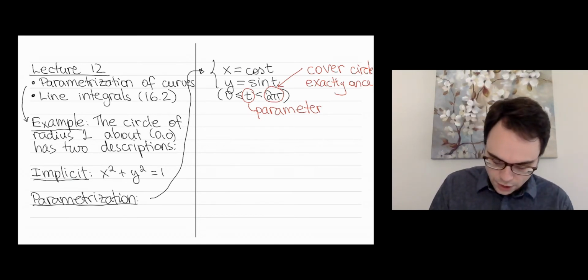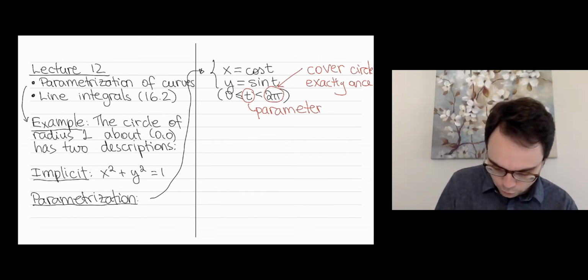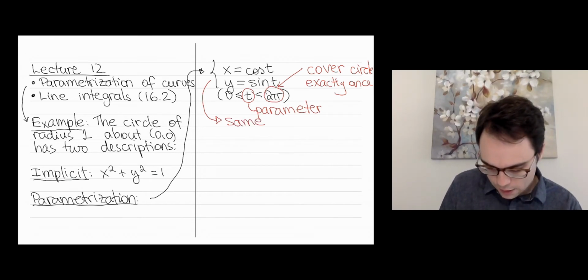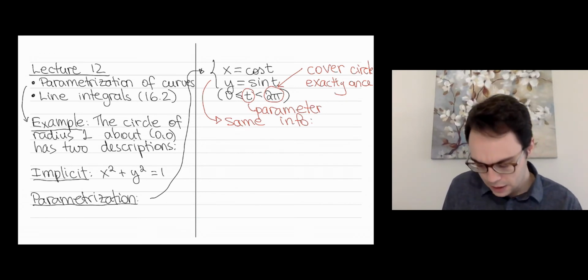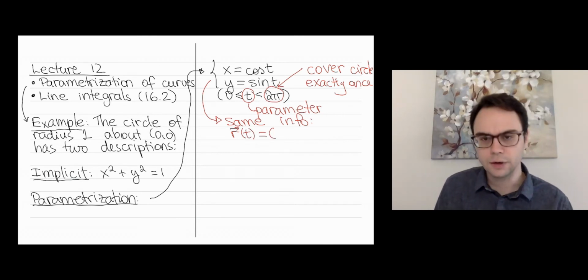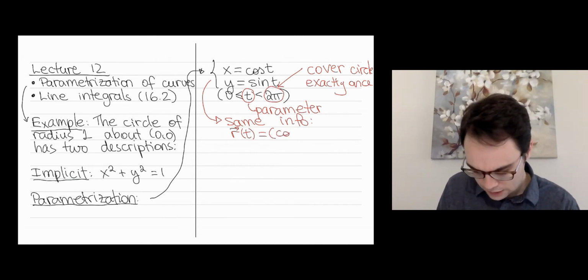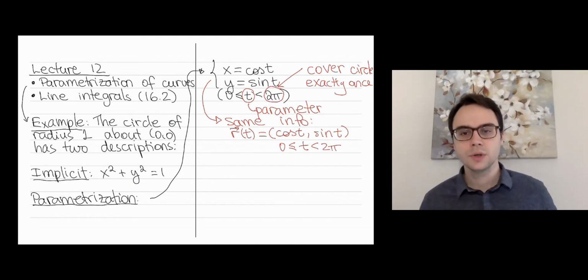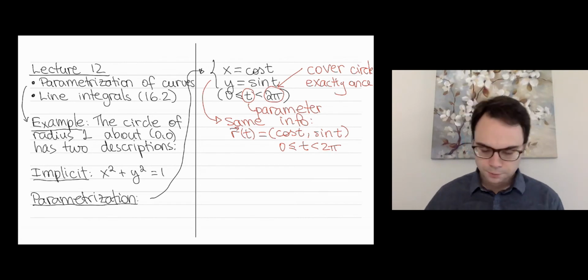Oh, before I do, I want to repackage these two formulas in a single entity, same information. I can package these two functions, cosine of t and sine of t, by putting them in a vector valued function. So I'll give you a vector valued function r of t with components cosine of t, sine of t, and I will tell you that t ranges between 0 and 2 pi. So that's another way to describe the parameterization.